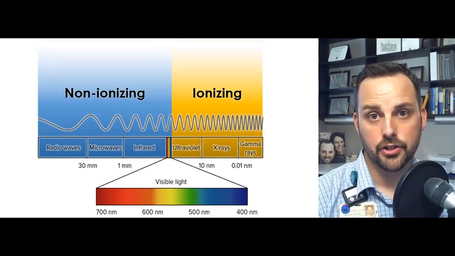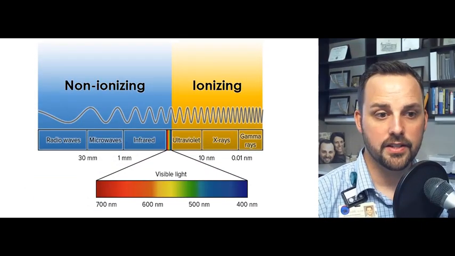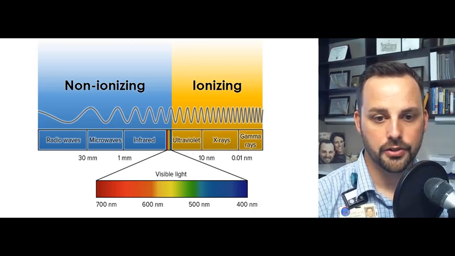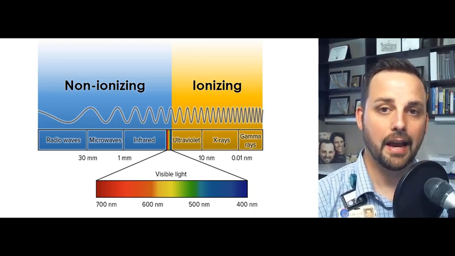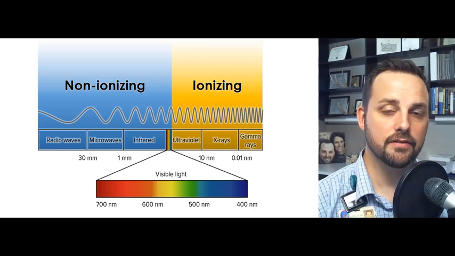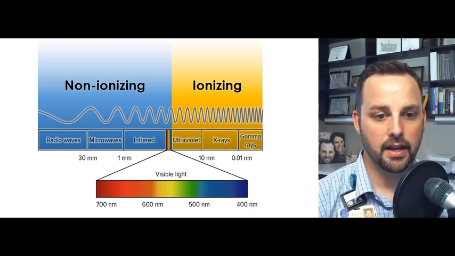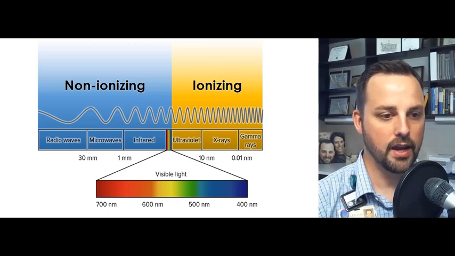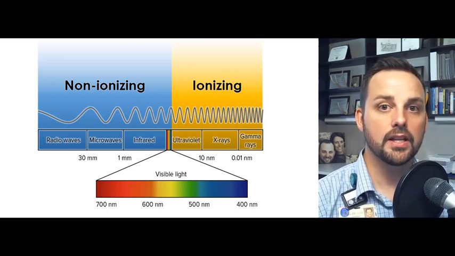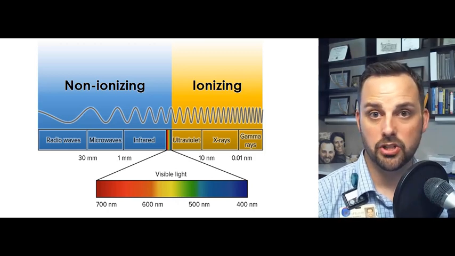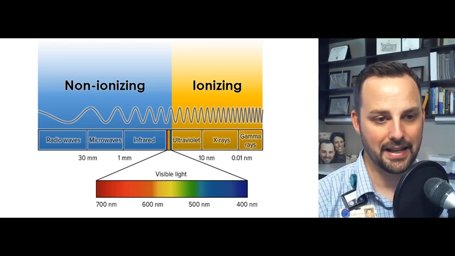So when you look at the electromagnetic spectrum itself, this is how you can divide it. Ultraviolet light, X-rays, and gamma rays are all ionizing. They can knock electrons out of their orbit, but everything else, visible light, infrared heat, microwaves, radio waves, are all non-ionizing. Still potentially dangerous, but not ionizing.